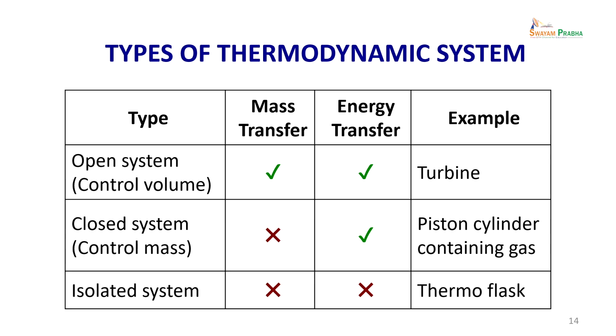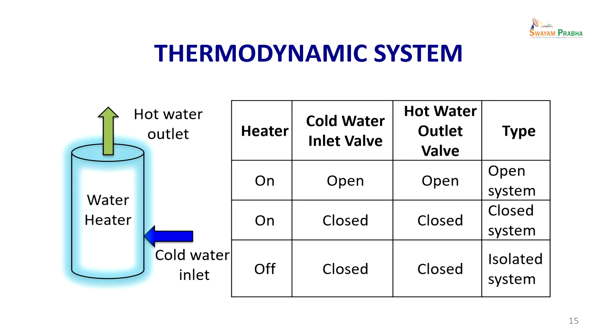There is no interaction between the system and the surrounding. Neither energy transfer nor mass transfer takes place. So, these are all the types of systems which are there. I have taken a practical example of a water heater which is used for residential applications. How can this example be considered as an open system, closed system and isolated system?